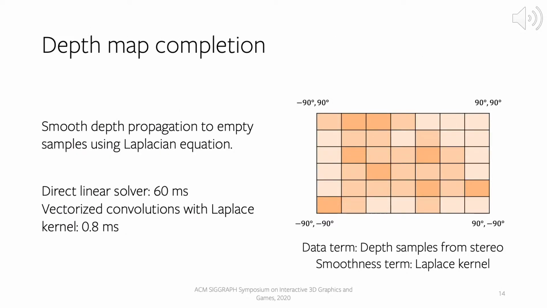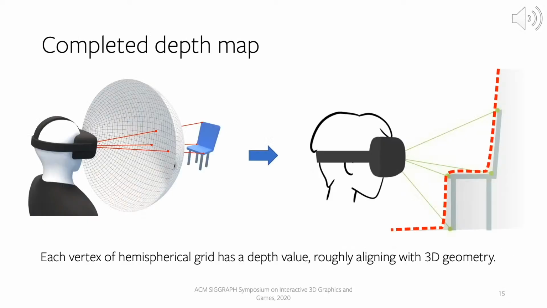We complete the depth map by propagating known depth values to all other grid vertices. For this, we solve the Laplace equation, whose data term is the set of depth samples we obtained earlier. The smoothness term is the Laplacian kernel. We observe that repeated convolutions with the Laplacian kernel solves this much faster than a direct linear solver. This observation is also used in fast image completion techniques. After the completion step, each vertex of the hemispherical grid has a valid depth value. We thus have a full field of view mesh that aligns with scene geometry as shown here.